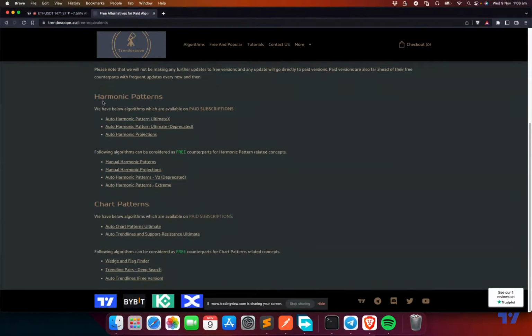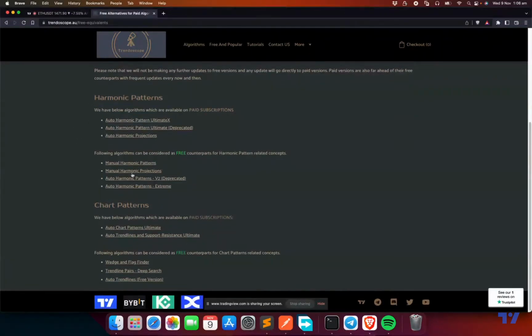Okay, so if you look at this, we do research on a few subjects. One is harmonic patterns and chart patterns. Our premium harmonic pattern algorithms are auto-harmonic pattern ultimatrix and auto-harmonic projections. We had another script called auto-harmonic patterns ultimate, but that's deprecated and it's been replaced by ultimatrix. So instead of these two, you can use the free versions here, that is auto-harmonic pattern extreme. This is one of the new scripts, and there is also auto-harmonic patterns v2, but again this is deprecated by this version because this is more advanced. We encourage people to use this extreme version instead of the v2 version.